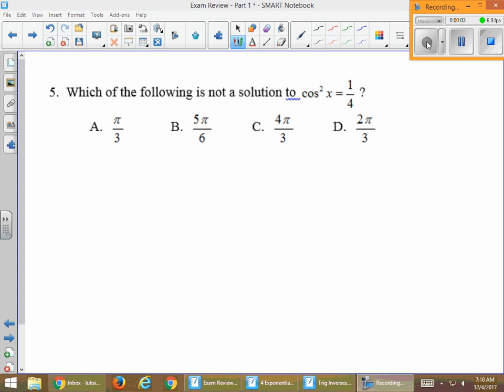Okay, trig equations. We know this is an equation because of the equal sign, and we're asked for what is not a solution. It's helpful to go ahead and find that solution.